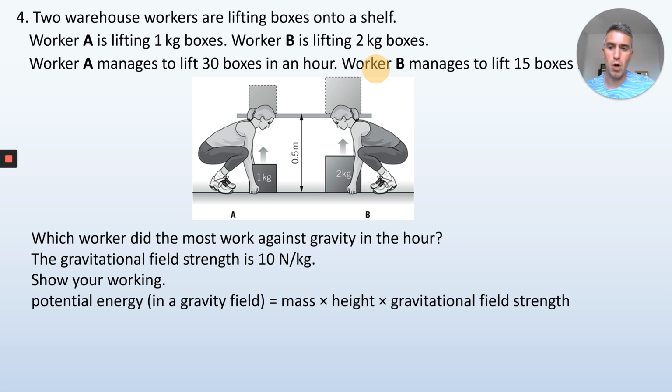So, work out the work done against gravity for A, work out the work done against gravity for B, see whose is biggest. Show your working. Then make a comment on who did the most within the hour. This would be a kind of 6-mark question, so if you've only written 2 words, you're not doing it quite right. And that's it.